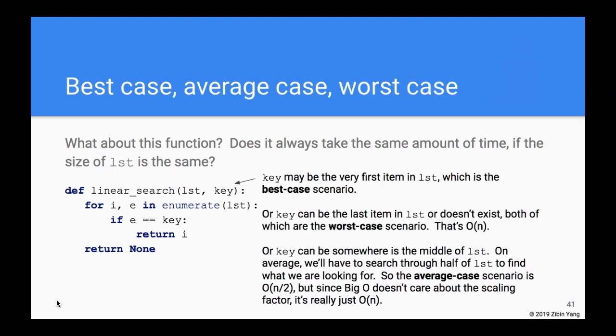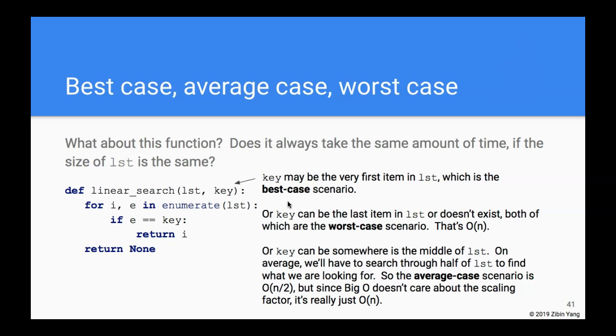When you think about it, the answer is really no. They don't always take the same amount of time, even for lists of the same size. That is because it depends on where the key is in the list. If the key is the very first element of the list, then as soon as it's found, we return. So that is going to be very, very quick. That is actually the best case scenario.